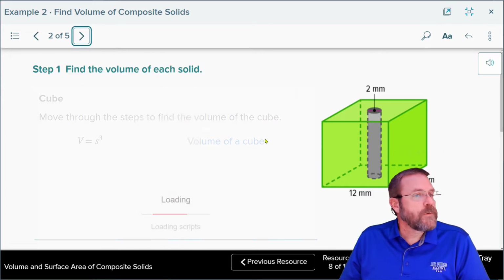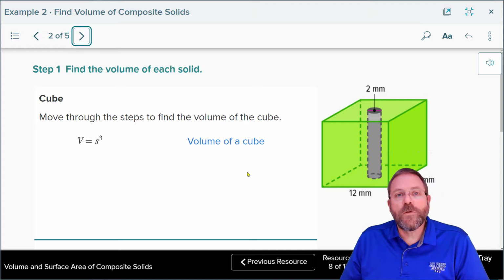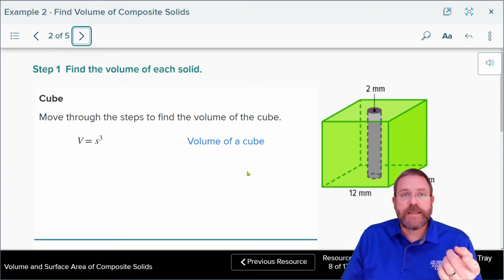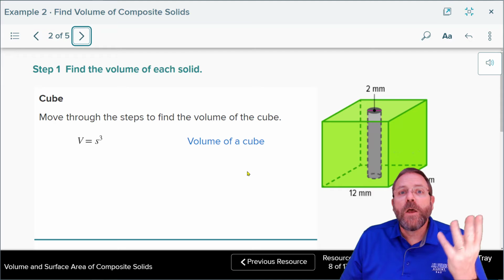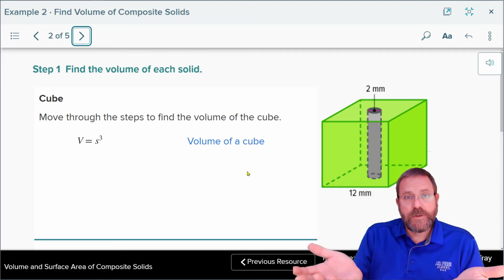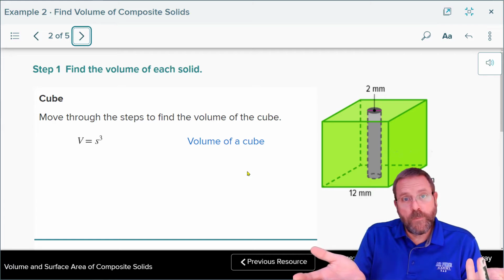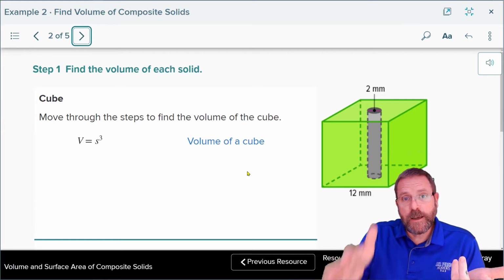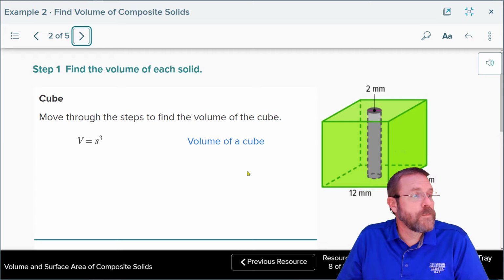First off, they calculated the volume of the cube, and the volume of the cube is going to be side times side times side, also known as side cubed. And you could do that as base area times height also, where all three are the same. So base area, side times side, times the height, side cubed. So there, that's where the side cubed comes from.